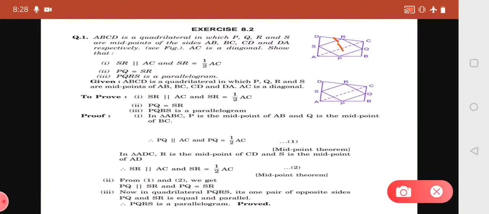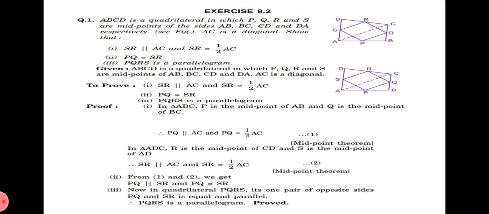We have to prove that SR and AC are parallel and SR is half of AC. Another thing we also have to prove: PQ equal to SR. PQ and SR are also equal. And third, PQRS is a parallelogram. So for proof, we have joined all the midpoints of the given quadrilateral.